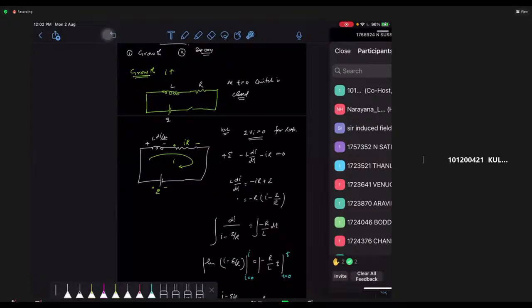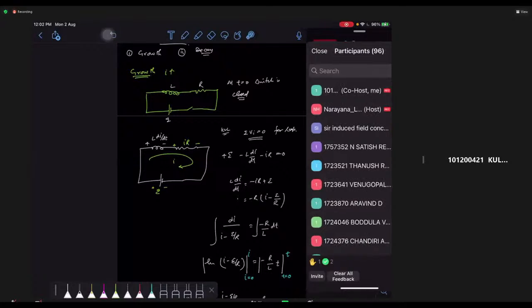Hello, yes, sir. Satish. Hello. Sir, what do you mean by LR, sir? LR circuit means the circuit is a combination of different types of elements. We have discussed the resistance, the capacitor, and the batteries. What is common in all that? The combination of resistance and inductance, sir.